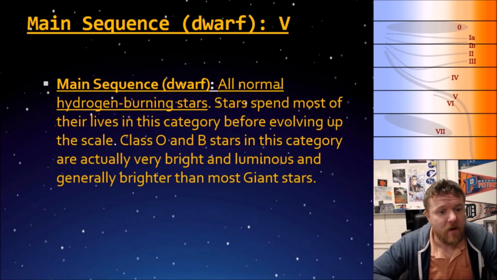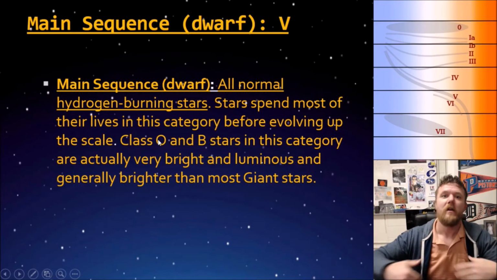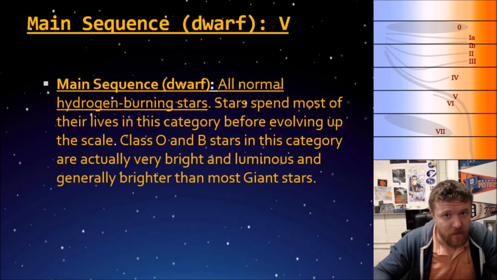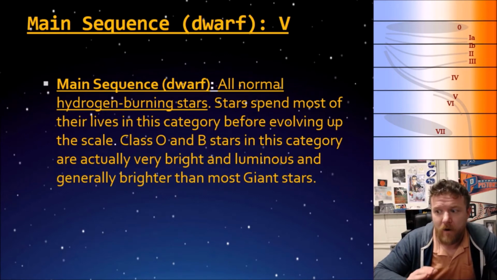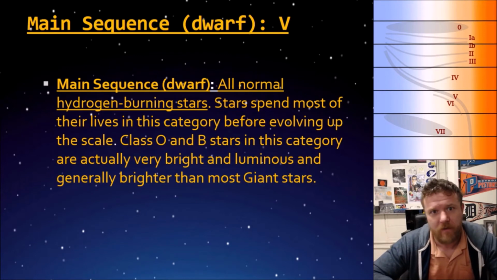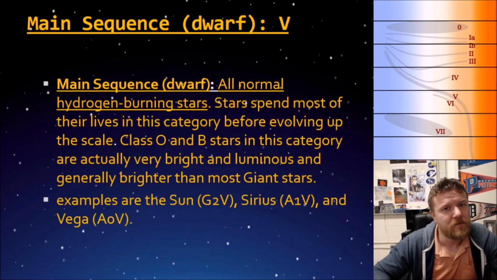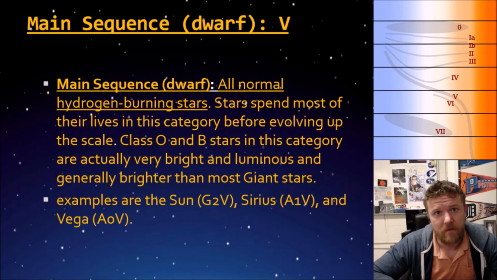If you're a main sequence star and you're the biggest of the big, you're a class O star. You're absolutely enormous. You might actually be putting out more photons, more energy than the sun will as a red giant. So there are some dwarf stars, main sequence stars, that can put out more energy than a red giant star. A couple examples are the sun and Sirius, the brightest star in the night sky, and Vega, which is the 0 point for our apparent magnitude scale.